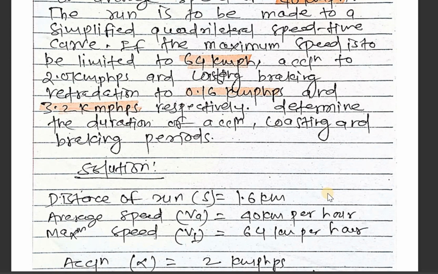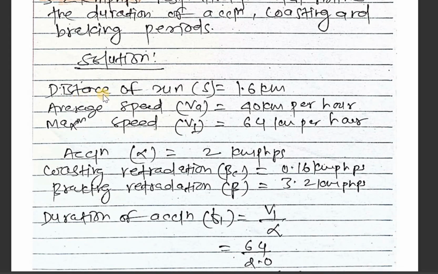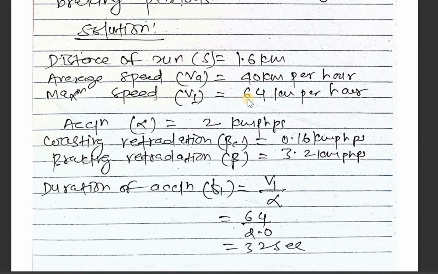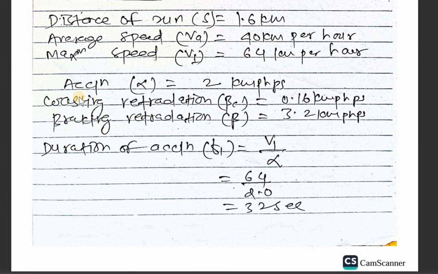First of all, write all the given data. Distance of run, D, is 1.6 kilometers. Average speed, Va, is 40 kilometers per hour. Maximum speed, V1, is 64 kilometers per hour. Acceleration, alpha, equals 2 kilometers per hour per second. Coasting retardation, beta c, equals 0.16. And braking retardation, beta, equals 3.2.